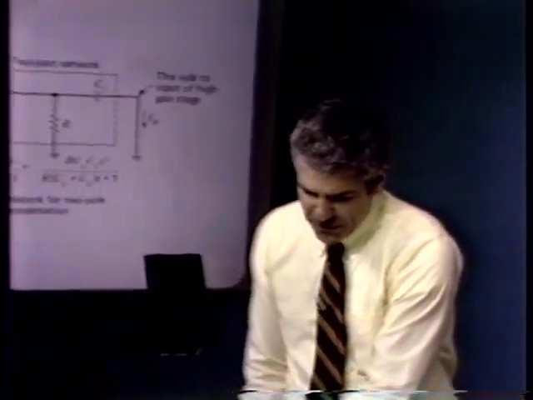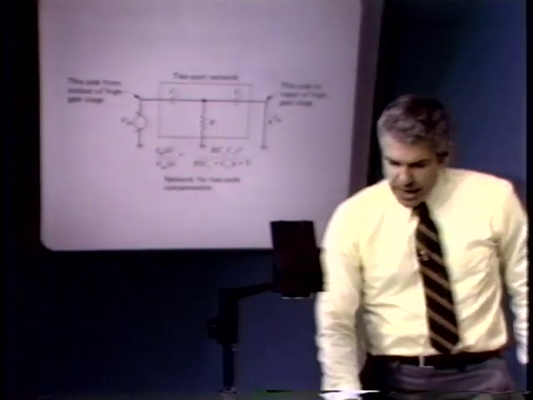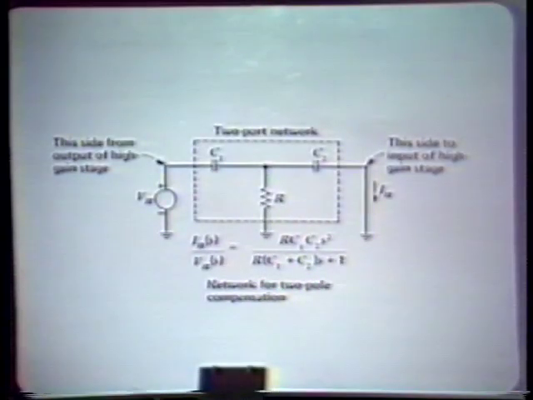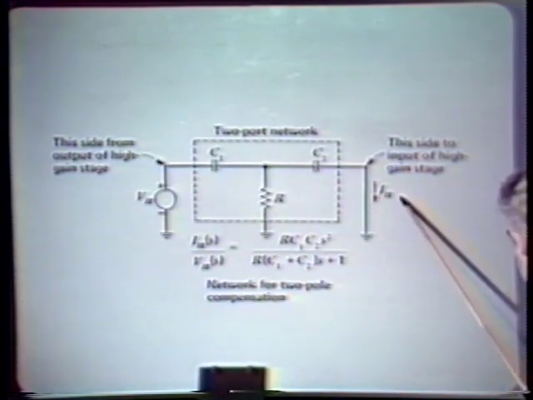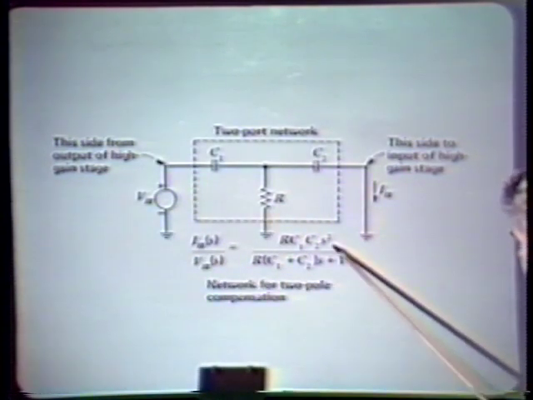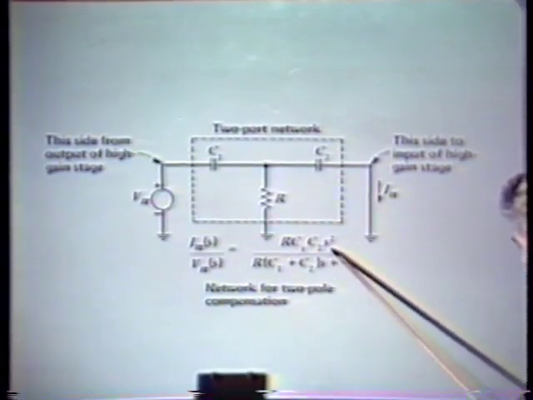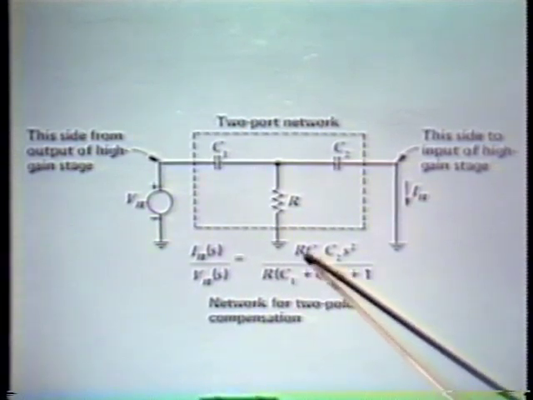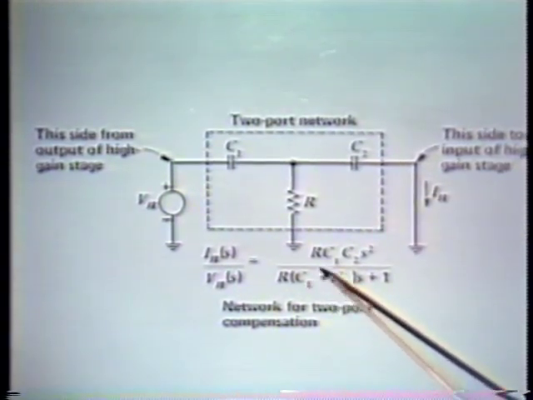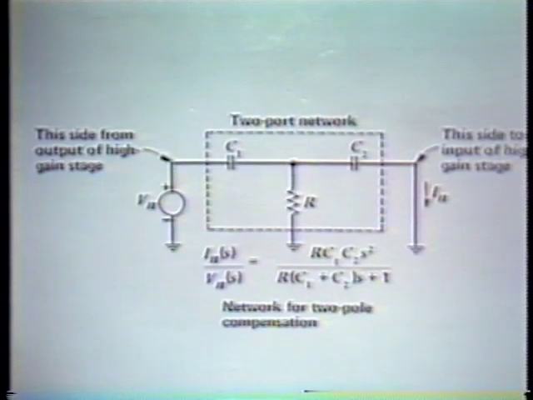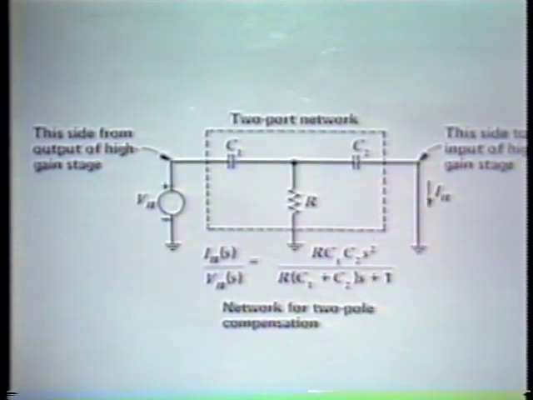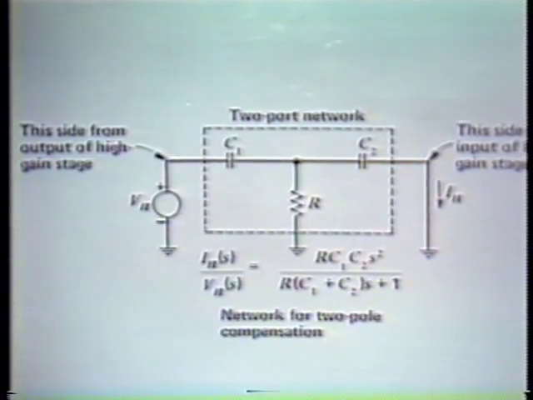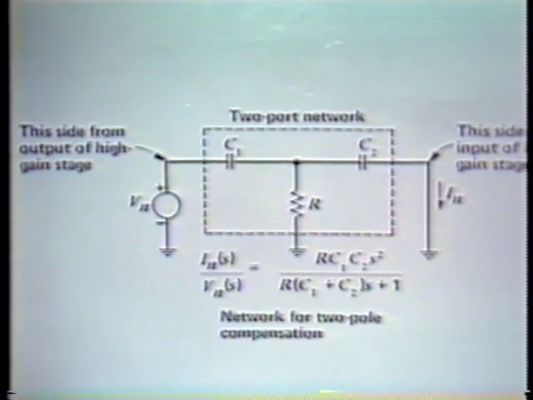the desired form for the short-circuit transfer admittance out of a T network as shown. Here we have two capacitors and a single resistor. If we measure the ratio of I sub n to V sub n, we find it has the desired form, some constant times s squared over another constant times s plus 1. And by appropriately choosing C1, C2, and R, we can adjust the constants. So this kind of T network will in fact give us the sort of two-pole roll-off that we'd like to have if we use that kind of network for compensation.